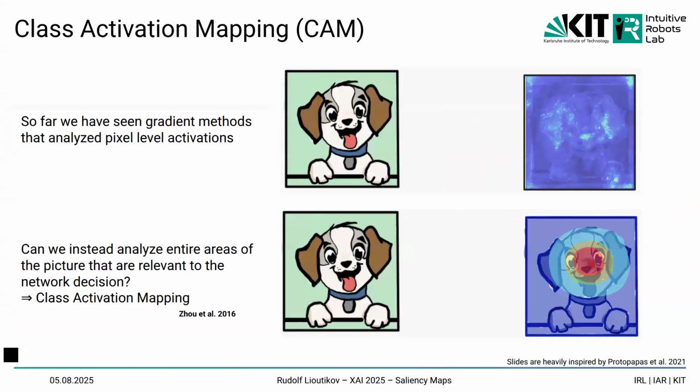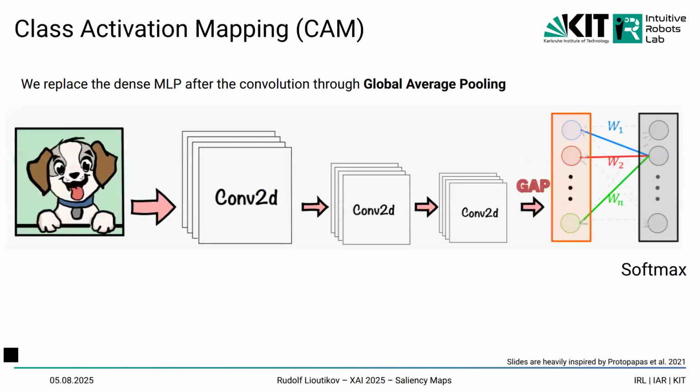Again, we're talking now about this idea that we want to have entire areas that we want to identify, right? And here the idea is that instead of doing the score prediction through the MLP and then the softmax on top of it, we directly do pooling of the last convolutional layers, like an average pooling. And then basically weight those outputs directly into the classification value, right?